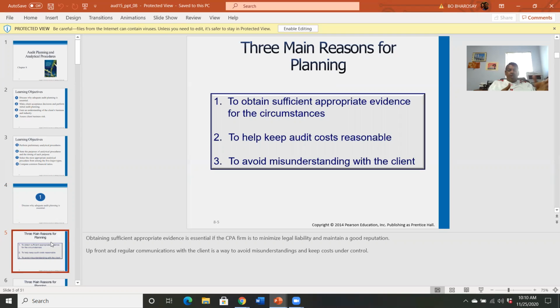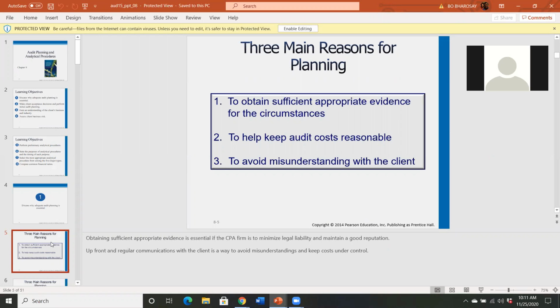In auditing, we are obtaining evidence, we are examining the evidence to come to a conclusion, and based on that conclusion, we are issuing our opinion on the financial statement. So we need to plan the audit so that we gather sufficient evidence to give us a basis for that opinion. To help keep audit costs reasonable.